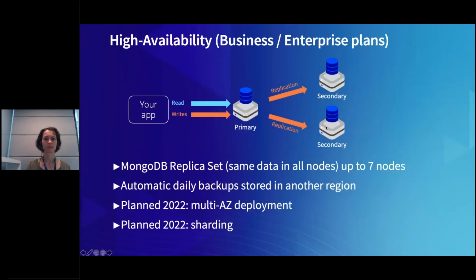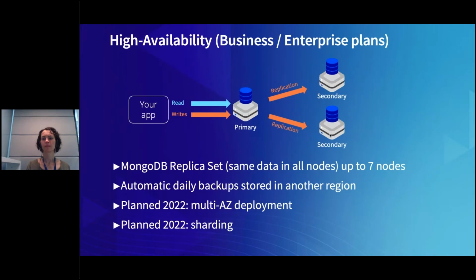Second topic, high availability. How does it work? Again, this is for business and enterprise plans. For the Essentials plan, it's only one virtual machine, so you don't have this kind of high availability. When you have your application, usually, when you discuss with your database, you have operations to read and operations to write. These are the arrows here.